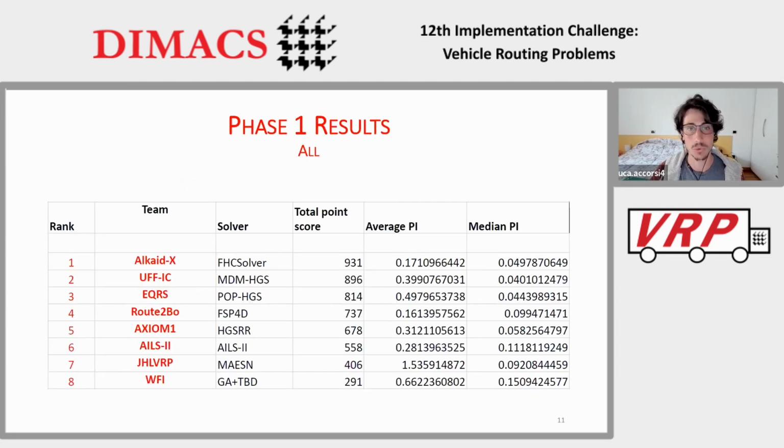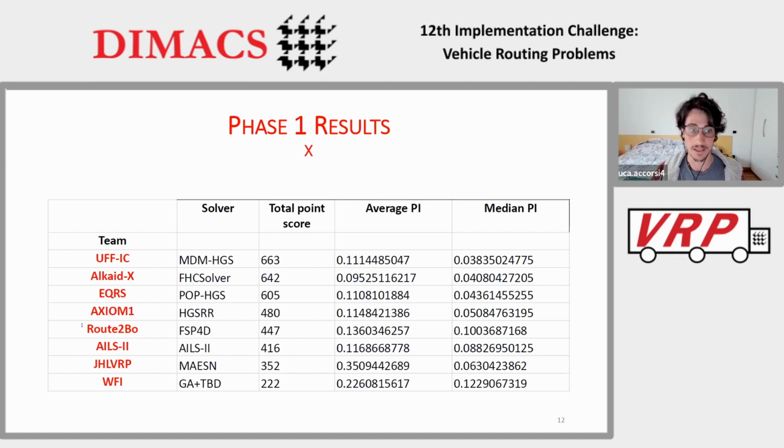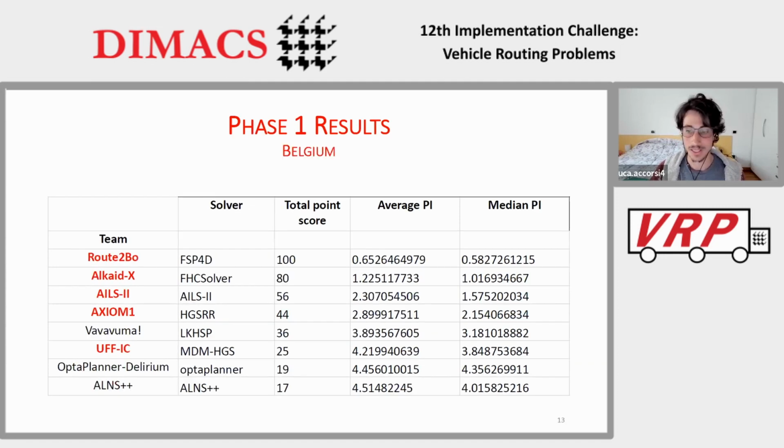Now, I guess I can conclude with the results. Very briefly, we obtained a fourth position over all the instances, and as you can see, at least we obtained the best average primal integral, a result which is consistent with what we optimized for. On the X instances, we obtained a fifth position, so I guess we can hope for a similar result on the second phase. On the Belgium instances, we obtained a first position, and that's great, also because FILO was designed to be effective on larger instances.